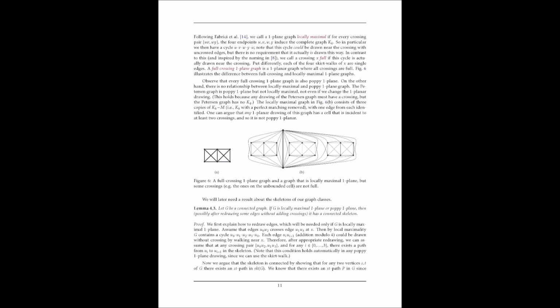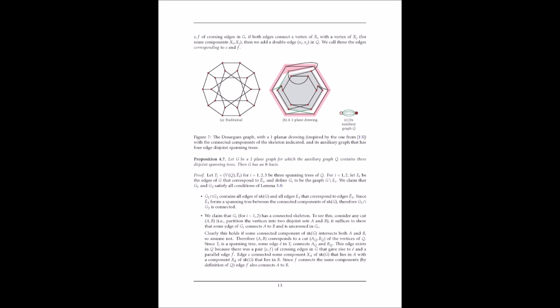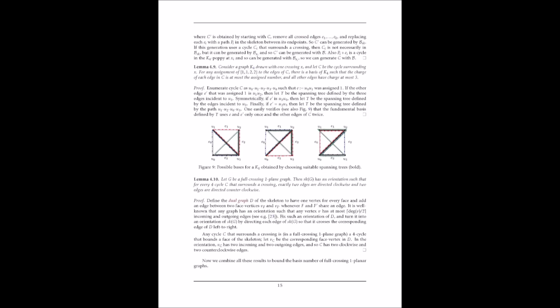It turns out that optimal one-planar graphs fall under the umbrella of full-crossing one-planar graphs. A full-crossing one-planar graph is one where every crossing is surrounded by a K4, not just induced by the endpoints of the crossing edges. Right. This restrictive drawing condition leads to some elegant properties that help us establish a tight bound on their basis number. Okay, I'm sensing that full crossing graphs are a key piece of the puzzle here. They are. Let's dive into them and see what secrets they hold.